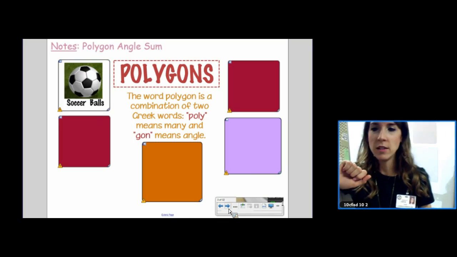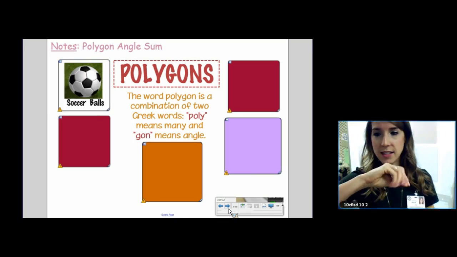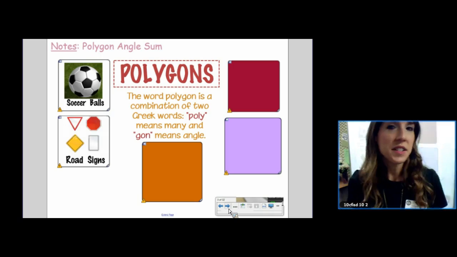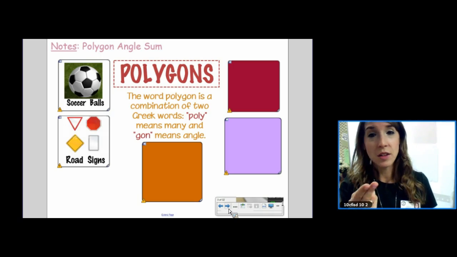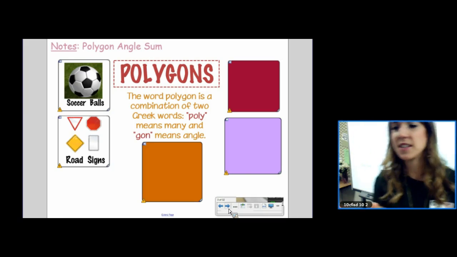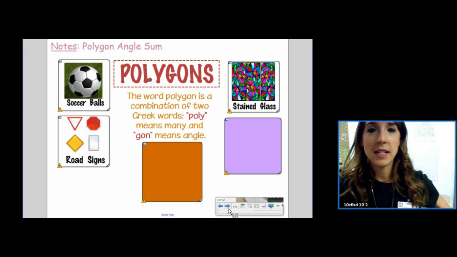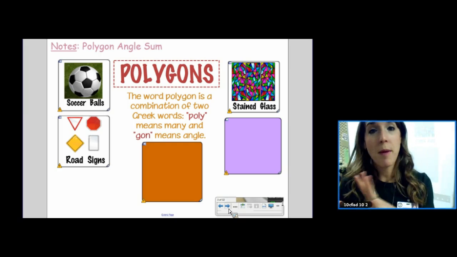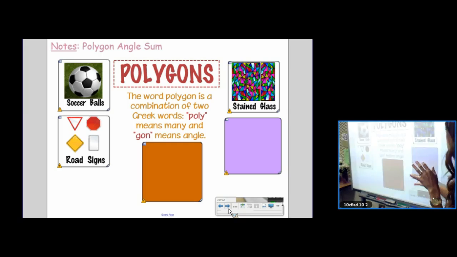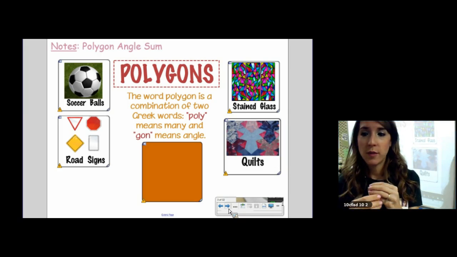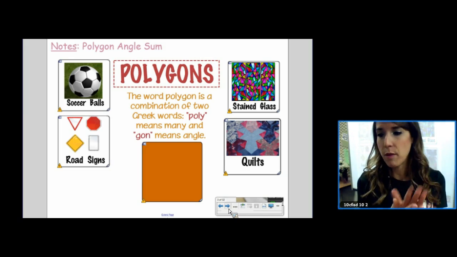We have a soccer ball made up of pentagons and hexagons. We have obviously our road signs: a stop sign, a yield sign, whatever those other signs are, a speed limit sign. Stained glass a lot of times is made up of all different shaped polygons welded together. Quilts are often sewn from different pieces of fabric polygons.